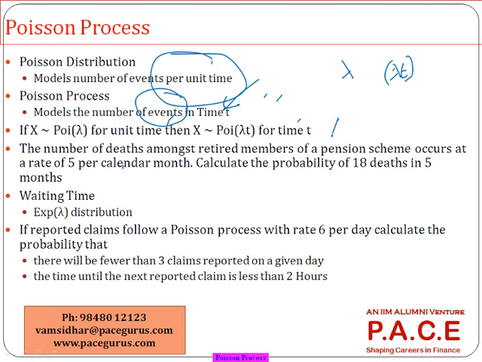Like this, if you take this example, the number of deaths among the retired members of a pension scheme occurs at the rate of 5 per month. So the average rate is around 5 per month. So lambda is equal to 5 as per this Poisson distribution. But he is saying calculate the probability of 18 deaths in 5 months. So here I need 5 months, right? So probably the lambda t which I am taking, I can directly take it as 25. 5 per month, so the average is 25 per 5 months. That is what I am taking as a Poisson process. Now he is asking me what is the probability of 18 deaths in a 5-month period.